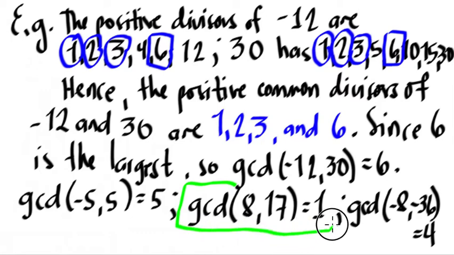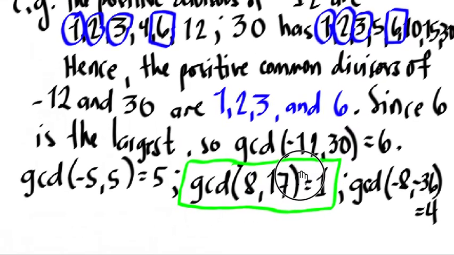So the GCD of 8 and 17 is 1. So this is one of those examples, a pair of numbers that only has a trivial factor of 1. Okay, only 1. So meaning if that happens, we can say that these numbers 8 and 17 are said to be relatively prime. Again, 8 and 17 are said to be relatively prime.